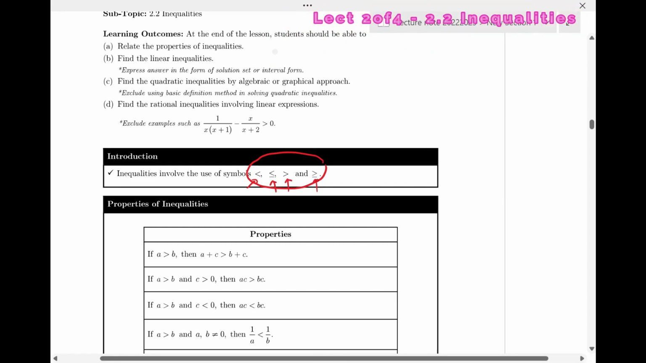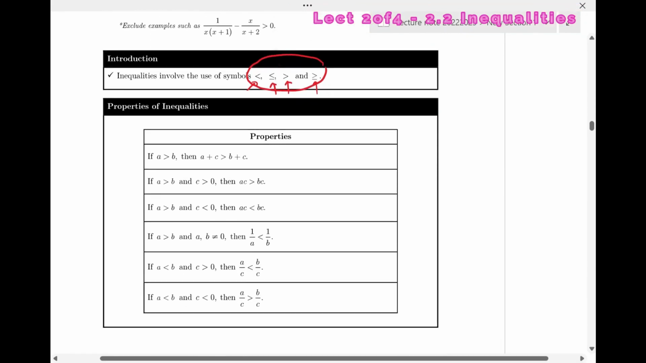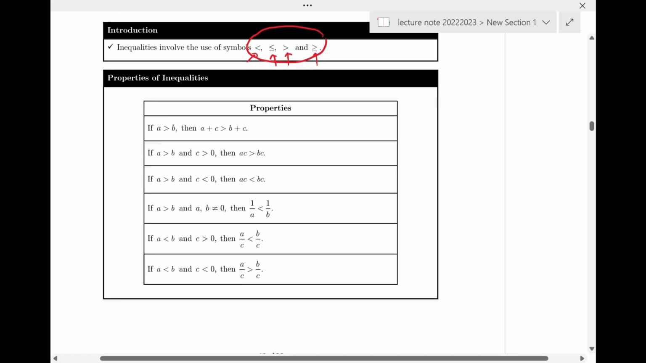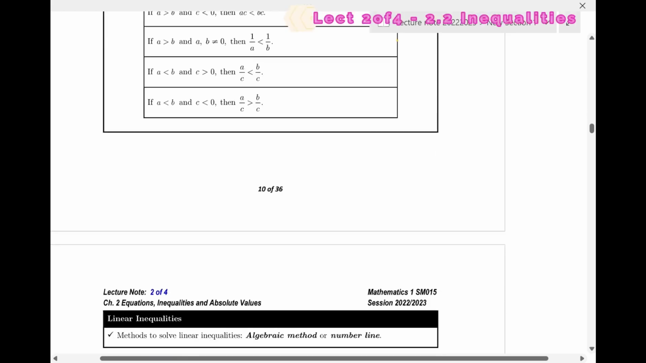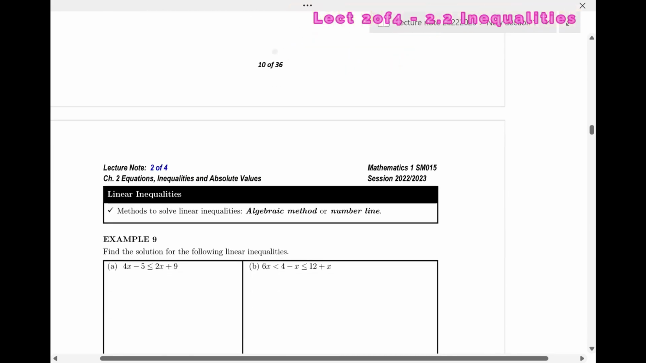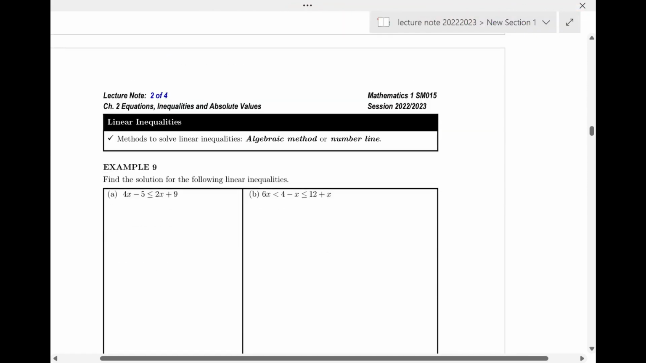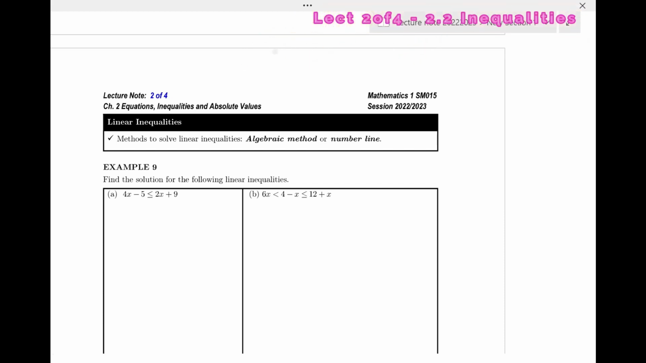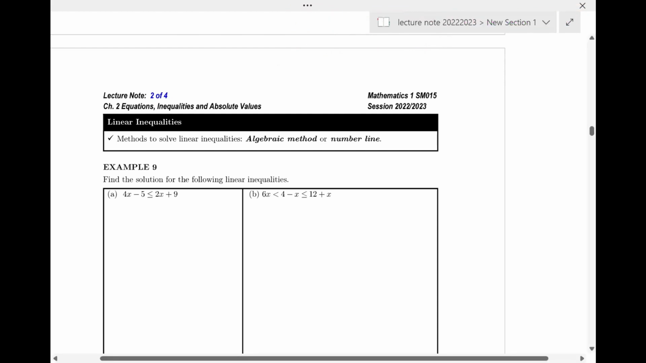We also have a few properties of inequalities here. You can take a look at this and try to understand how to use these properties. Now we are going to go straight to solving linear inequalities. We have linear inequalities, quadratic inequalities, and rational inequalities. To solve all these, we have to use different methods, because it involves inequalities, not equalities. Equations are simple, but not inequalities.